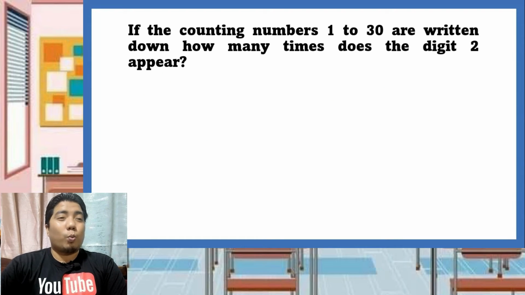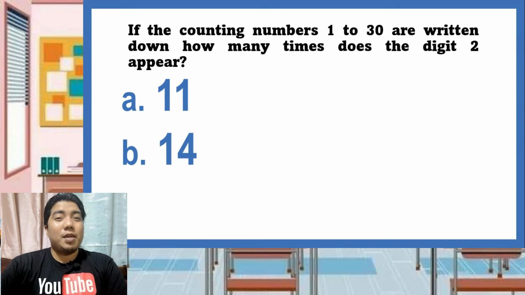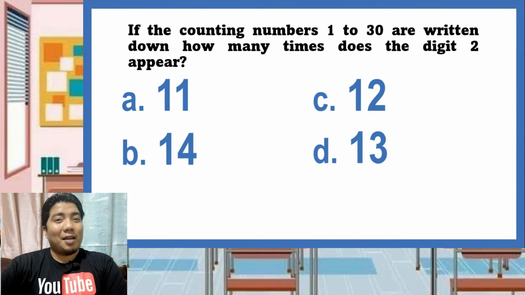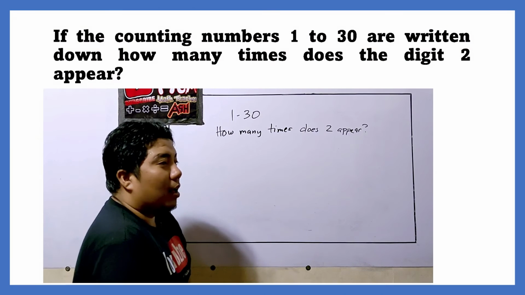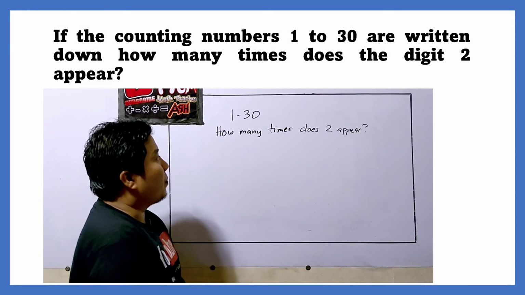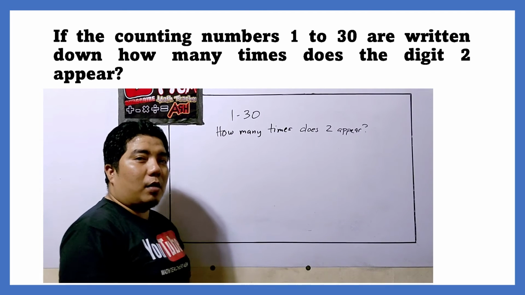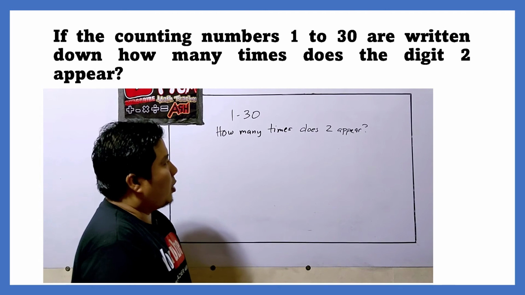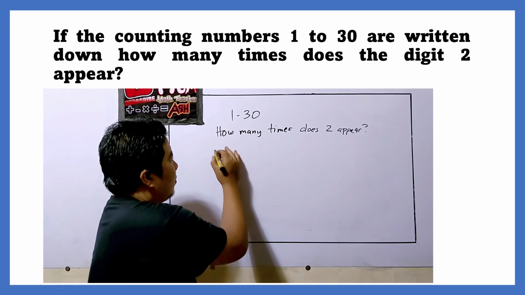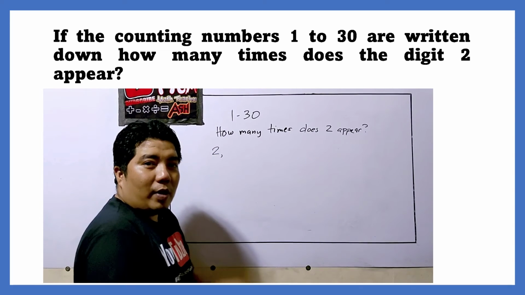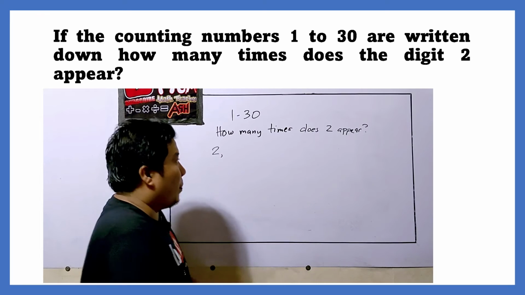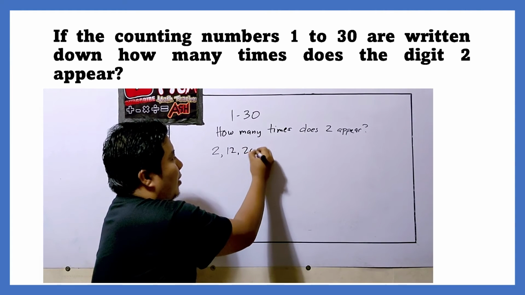If the counting numbers 1 to 30 are written down, how many times does the digit 2 appear? Is it A, 11 times, B, 14 times, C, 12 times, or D, 13 times? Okay, math learners, we have here the counting numbers from 1 to 30. The question is, how many times does the digit 2 appear? Basically, from 1 to 10, there is only 1, which is 2. From 11 to 20, the 2 appeared in 12 and 20.